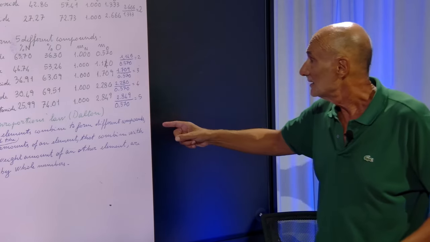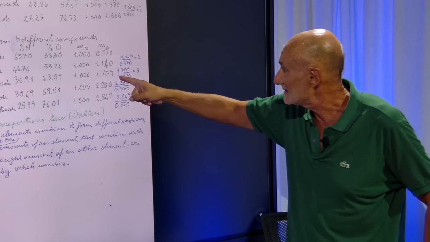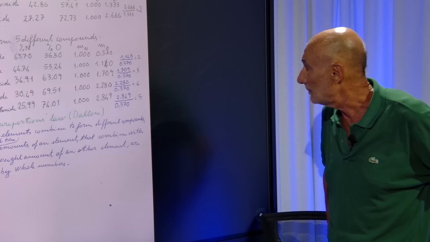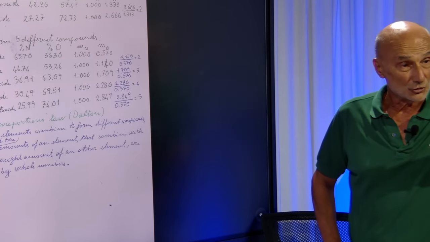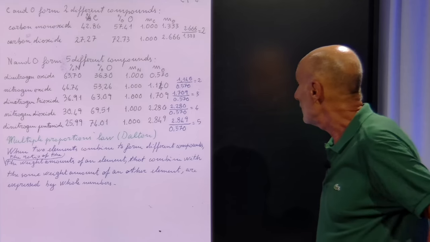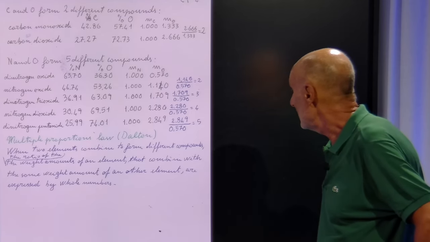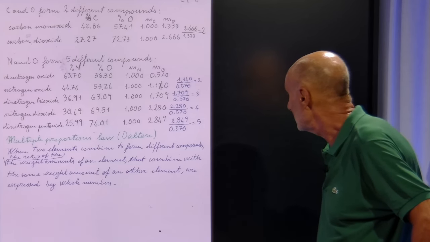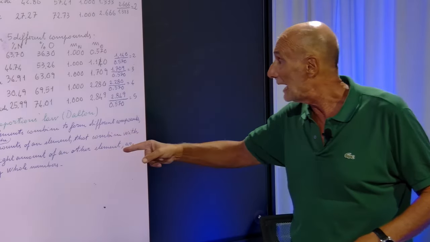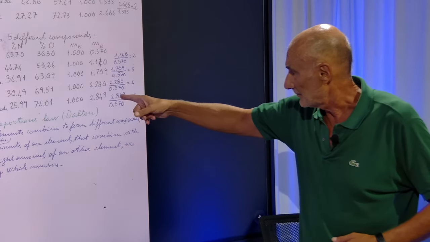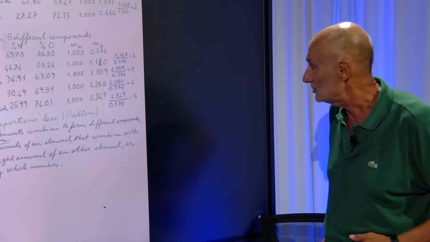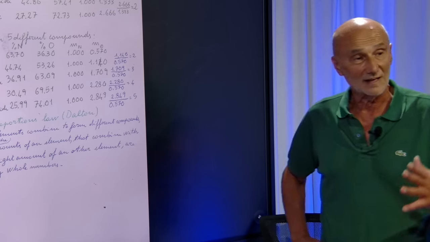In the second case, the ratio between the mass of oxygen, which is 1.709, divided by 0.57, gives about 3. In the fourth case, we have that the mass of oxygen, which is 2.28, divided by 0.57, gives a result of about 4. Finally, in dinitrogen pentoxide, dividing the mass of oxygen, 2.849, by the smallest mass of oxygen, 0.57, gives us a result of 5.